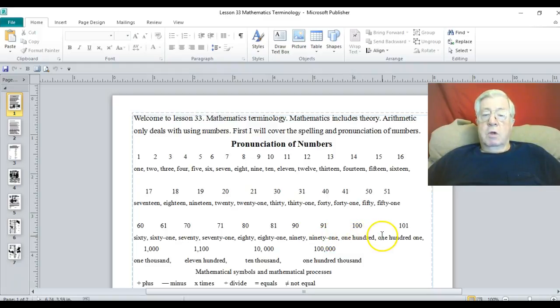100, 101, 1,000, 1,100, 10,000, 100,000.